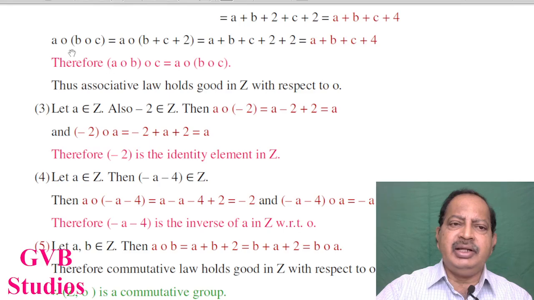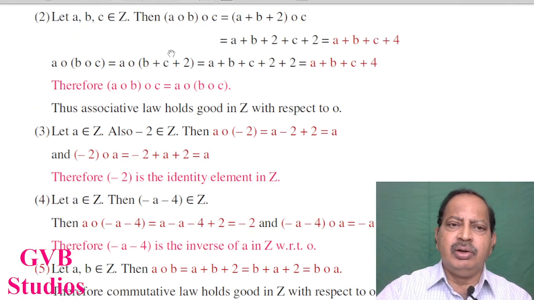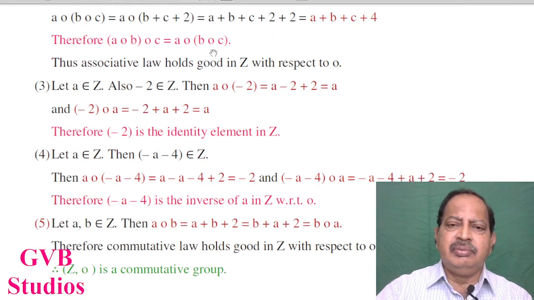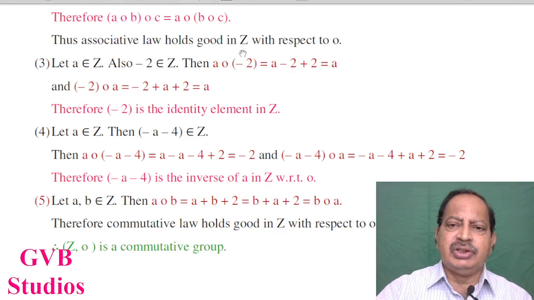On the right side, a ∘ (b ∘ c) is equal to a ∘ (b + c + 2). And this we can write as a + b + c + 2 + 2. So we get a + b + c + 4. These two are equal. Therefore, (a ∘ b) ∘ c is equal to a ∘ (b ∘ c). Thus, the associative law holds good in Z with respect to the binary operation circle.